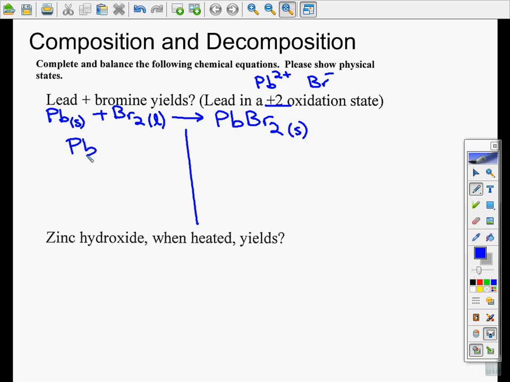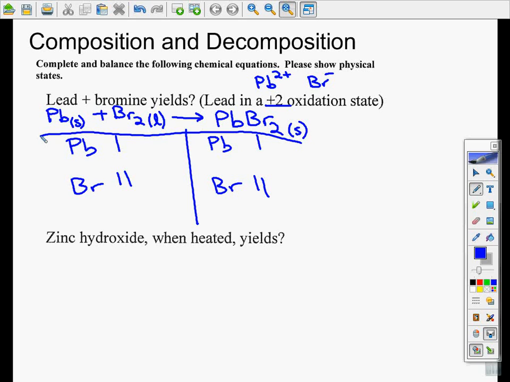On this side we have lead, on this side we have bromine, on this side we have lead, on this side we have bromine. So looking at the problem now, one lead, two bromine, two bromine. This is in fact balanced. So this equation that we already have written right here at the top is the balanced equation, also showing the physical states. Now let's move on to the next one, zinc hydroxide.